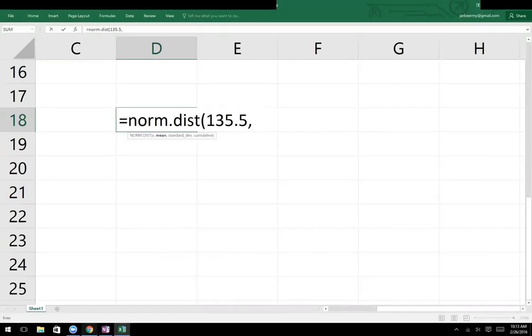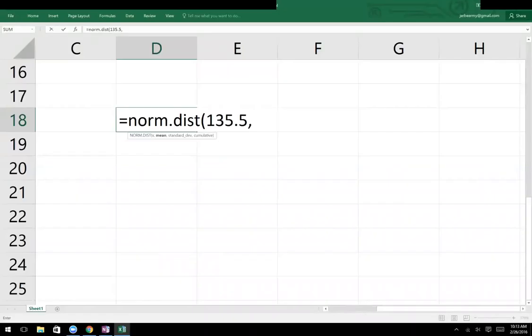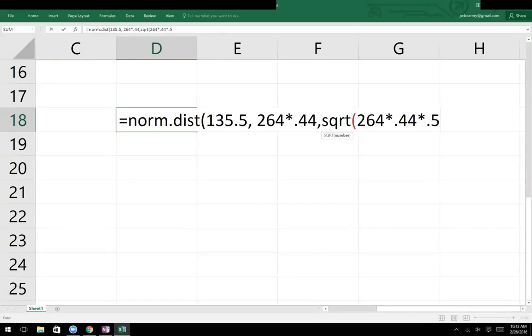The mean, well, this is binomial. Either you have O blood or you don't. So the mean is the number, 264, times the p, which is 0.44. So 264 times 0.44, so n times p. The standard deviation is the square root of npq, so 264 times 0.44 times, what's q? Yeah, it's 1 minus p, so if 44% have it, that means 56% don't have O blood, and 1.